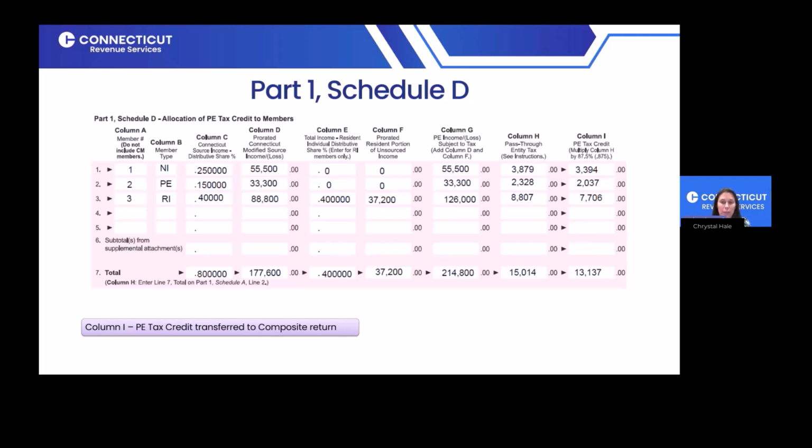That is column I. And here I want to emphasize again that this PE tax credit in column I is transferred to the composite return. In no way should these PE tax credits be directly transferred to each of the members' Schedule CTK1s. There's actually a Part 8 on the composite return that will combine an indirect credit as well, which may modify the PE tax credit to distribute to each of those members. So please be sure not to stop at the Form CTPET, and that you must then complete the composite return in determining the PE tax credit to distribute to your members.